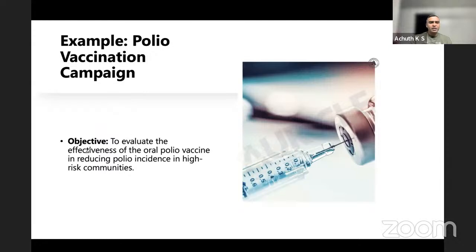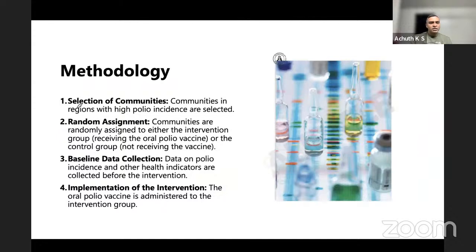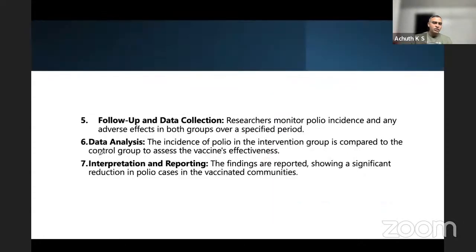Polio vaccination campaign to evaluate the effectiveness of oral polio vaccine in reducing polio incidence in high-risk communities. Methodology: selection of communities, regions with high polio incidence are selected. Random assignment, communities are randomly assigned to either intervention group or control group. Baseline data, again, data on polio incidence and other indicators are collected before intervention. The oral polio vaccine is administered to the intervention group.